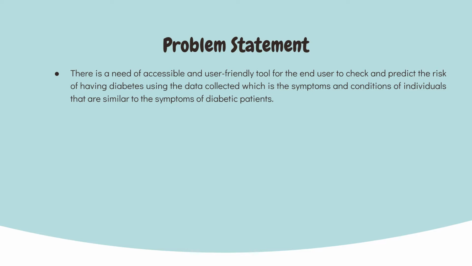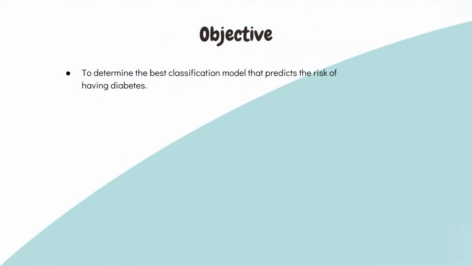Next is the problem statement. There is a need of an accessible and user-friendly tool for the end user to check and predict the risk of having diabetes using the data collected, which is the symptoms and conditions of individuals that are similar to the symptoms of diabetic patients. The objective of this experiment is to determine the best classification model that predicts the risk of having diabetes.